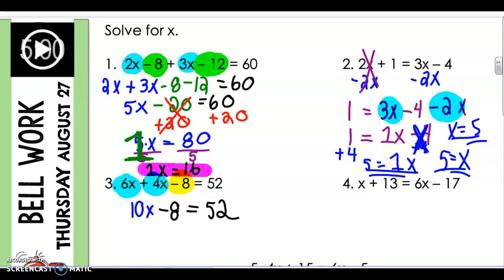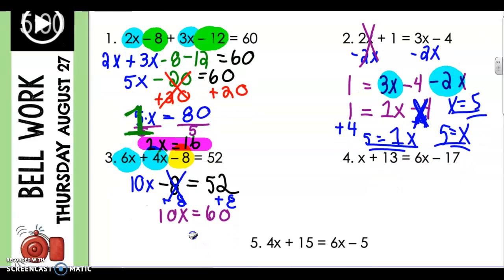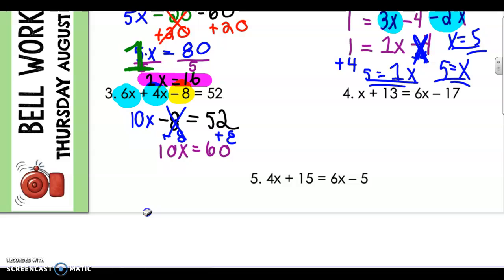What is the opposite of subtracting 8? Adding 8. So we're going to move that 8 over by adding 8 to both sides of the equal sign. Those 8's cancel out. We get 10x equals 52 plus 8 is 60. So 10x equals 60. Now remember, that 10x, that is like 10 multiplied by x. So it's like 10 times x. The opposite of multiplying by 10 is dividing. So you're going to divide both sides by 10. These make a giant 1. So you get 1x equals 6. Final answer.